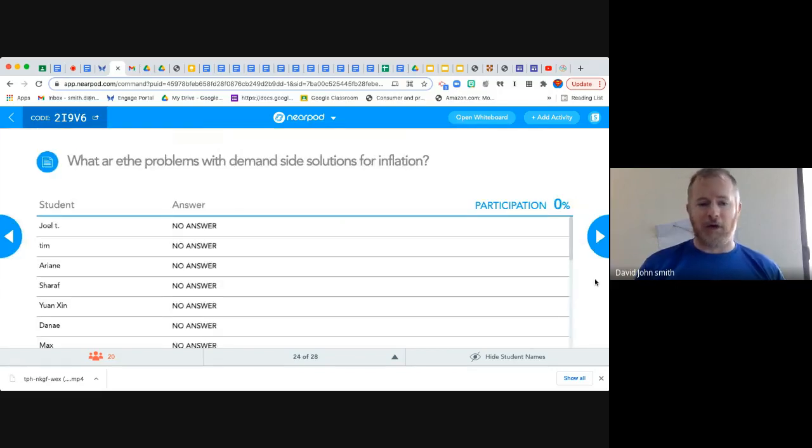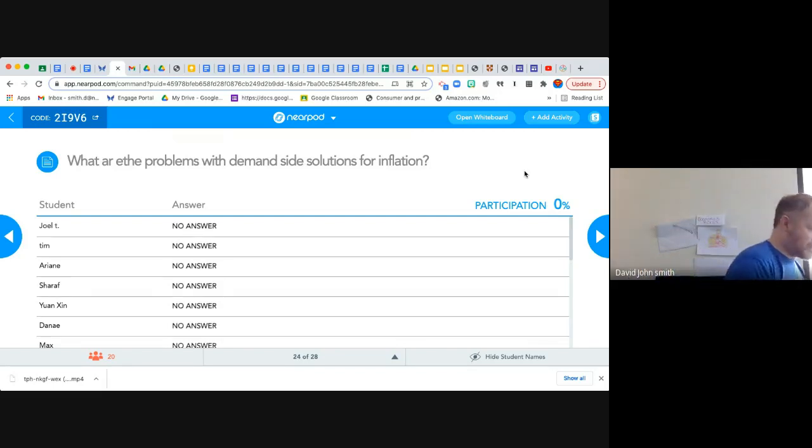So what is the problem? Apologies for the writing there. What is the problem with demand-side solutions for inflation that we've just gone through? Quick review. Away you go.